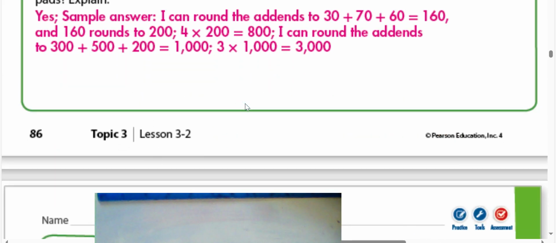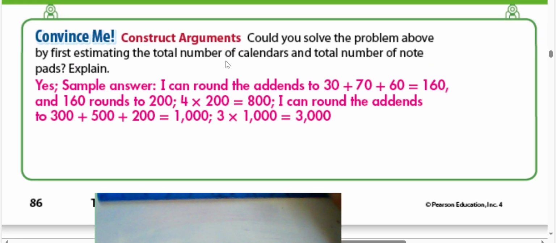Page 86, it asks you here. You solve the problem above by first estimating the total number of cylinders and the total number of nodes, and explain. Yes, the simple answer: I can round 18 to 30 plus 70 plus 60 equals 160, and 160 rounds to 200. 4 times 200 equals 800. I can round to 300 plus 500 plus 200 equals 1000, so the result will be 3 times 1000 equals 3000.